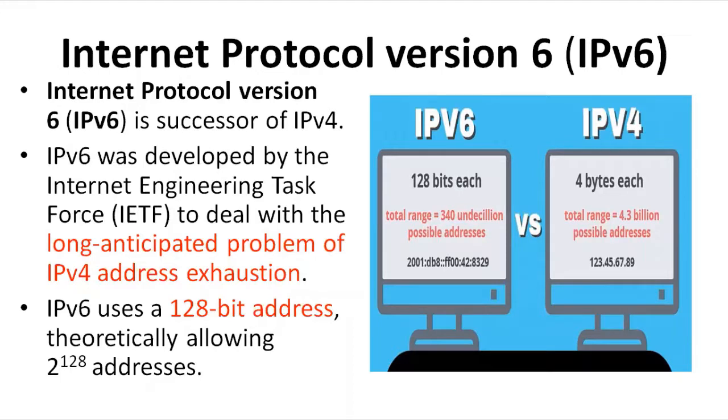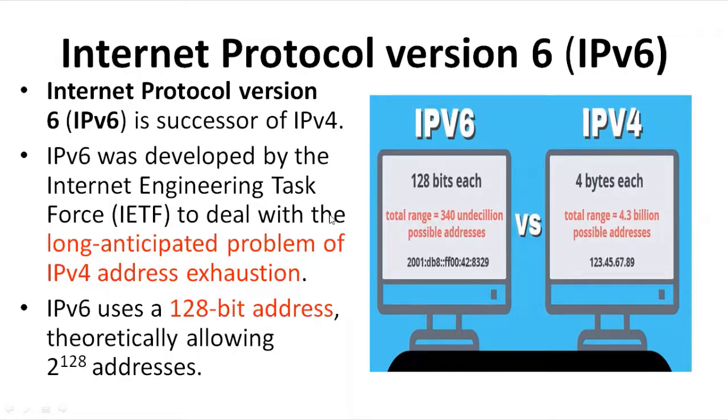Why? Because the world population is more than 700 crores of people, and we are using only 4 billion IP addresses. Every person has more than one device in their hand. That's why there are some drawbacks, and by eliminating them, IP version 6 was introduced.